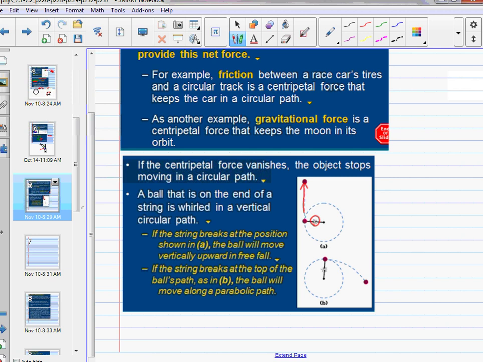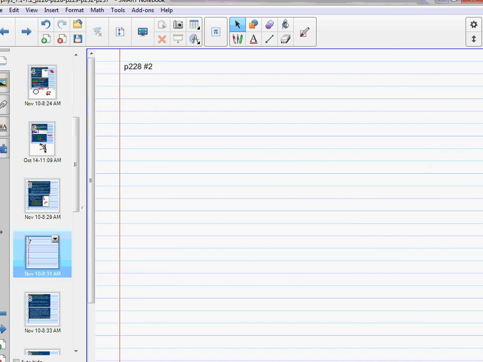If we are doing a vertical twirl like this, and it breaks right here where the string is straight up, that ball wants to move straight this way, but why is it dropping? Gravity. That's obvious. That's easy. So it'll move in a parabolic path along that bottom one because gravity is getting in the way. So let's try problem 228, number 2.